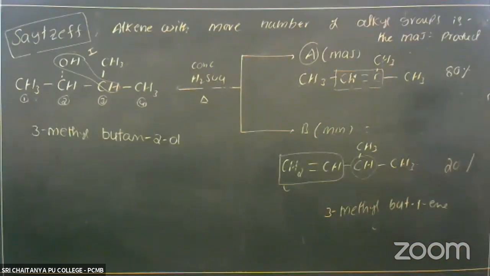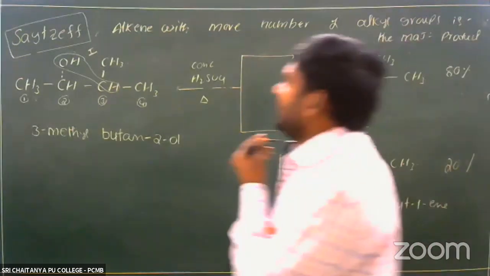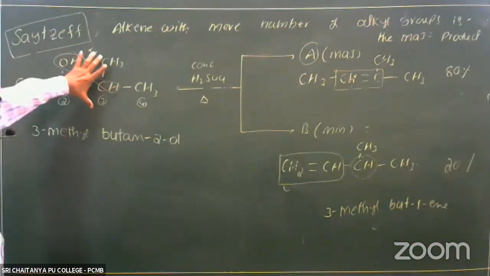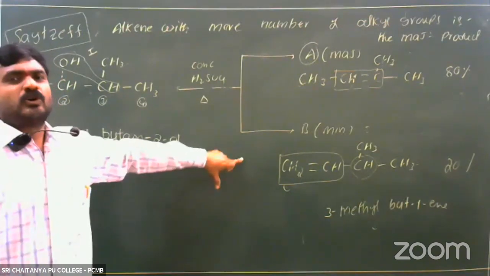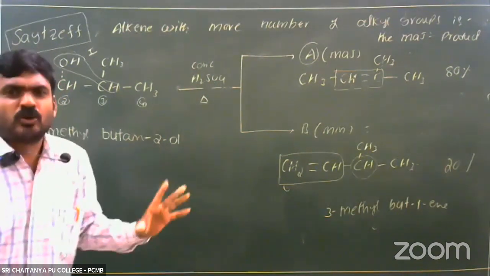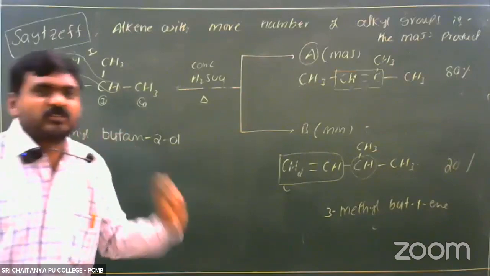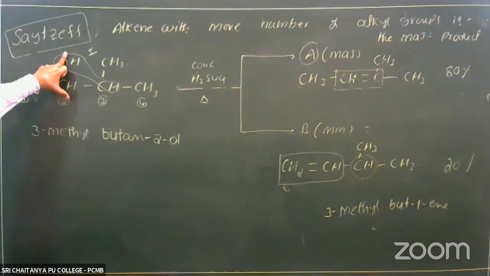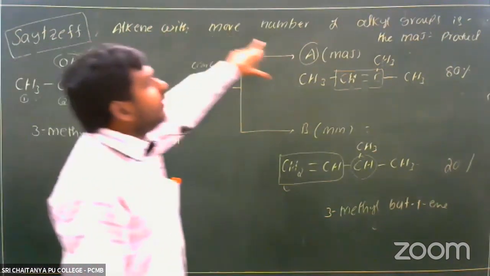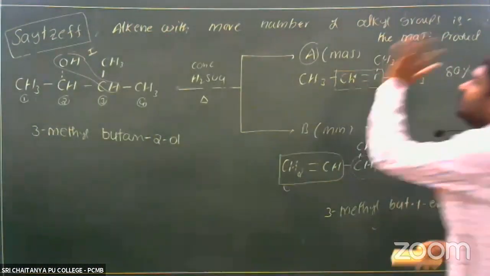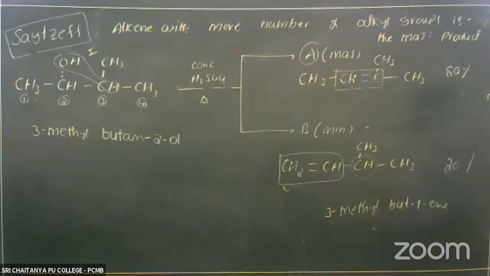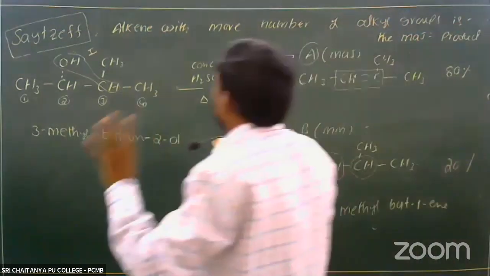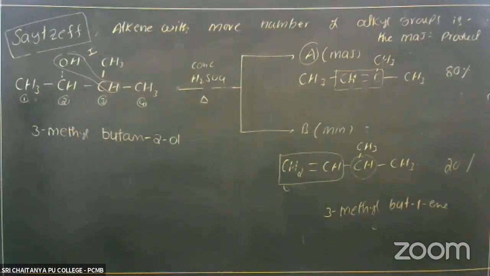So Saytzeff rule is very important. In these dehydration reactions, if 2 products are possible, how do we know which is the major product? Here we should follow the Saytzeff rule. According to Saytzeff rule, the alkene with more number of alkyl groups is the major product. So A is the major product. These are the applications of dehydration of alcohols.